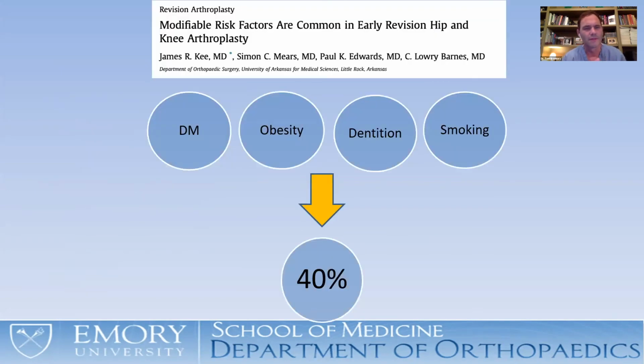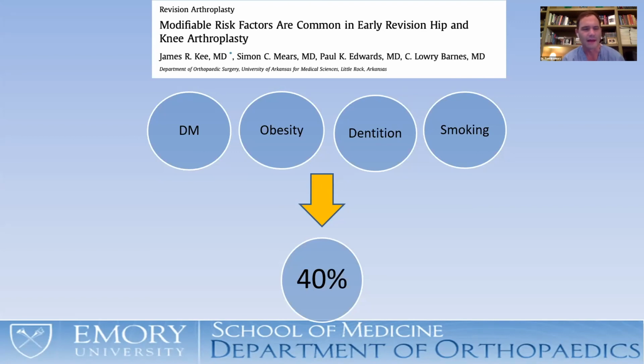So this study was published by the guys at Arkansas about 2 years ago. And I think it underscores kind of where we all stand with this. They looked at early revision hip and knee cases that were referred to their center over a 2-year period. And they had, I think, about 75 patients that were referred for early failure of hip or knee arthroplasty.